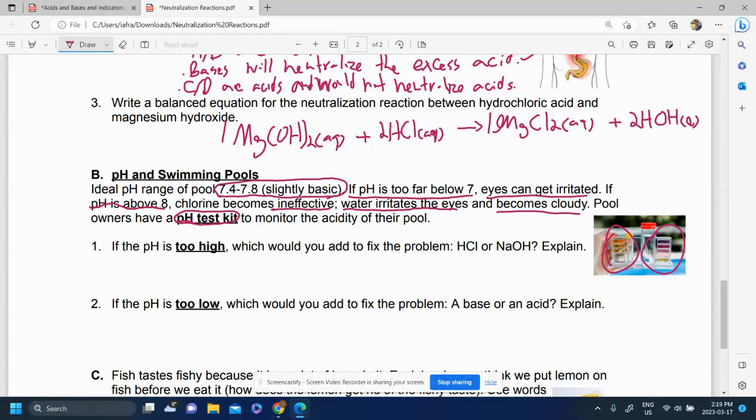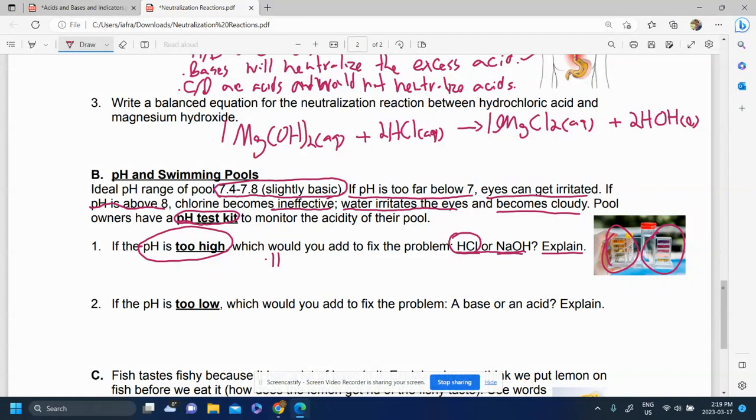Okay. So suppose the pH of your pool was too high. Which would you add to fix the problem? HCl or NaOH? Explain. So try to pause the video and try this yourself, and then check your answers after. Right now, the problem is the pH is too high. So you want to lower the pH. The only thing that you can do to lower the pH in this situation is select the acid.